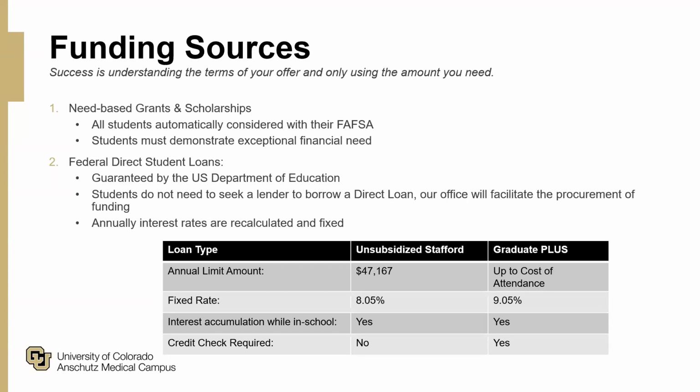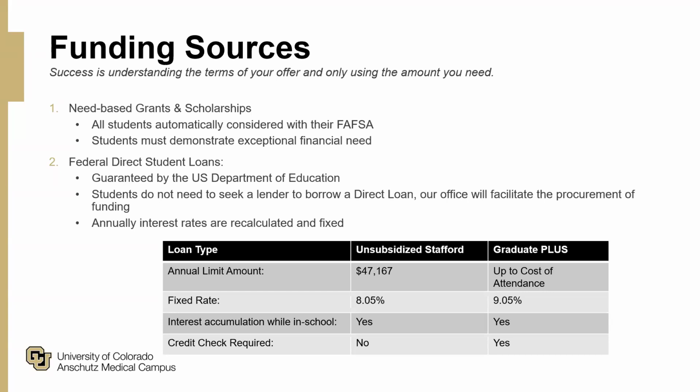Now, the different types of loans that you will be offered through the direct loan program include the unsubsidized Stafford, which has a limit of about $47,000 for the first year of medical school. That one currently has an interest rate of 8.05%. It does accumulate interest while you're in school. However, there is no required credit check in order to receive those funds. That's the unique feature of that loan.